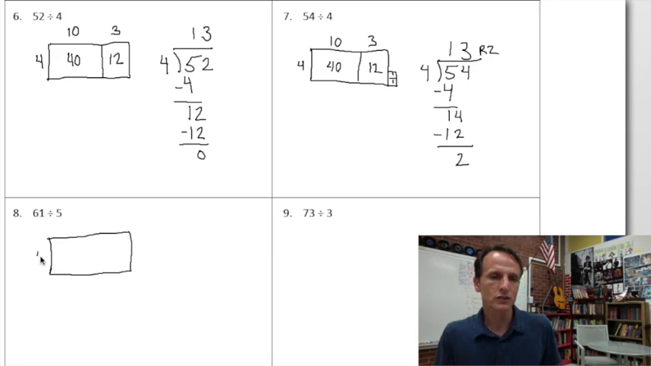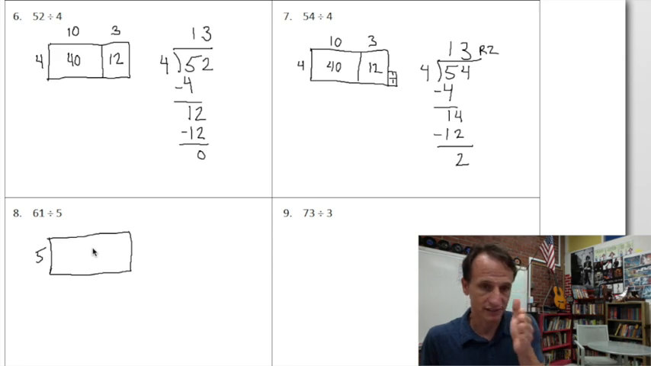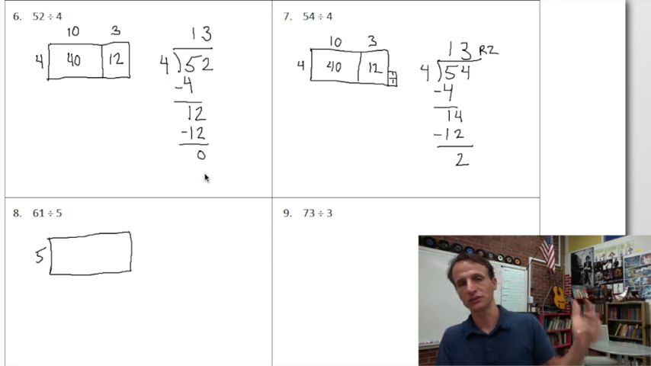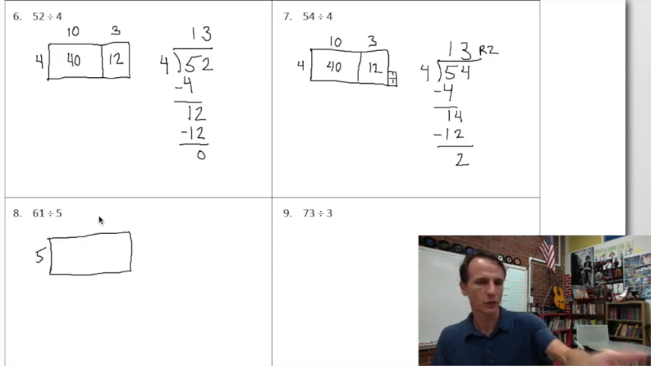All right, so we know our divisor is 5. How many tens of 5, as I like to say, in 61? We'll skip count by 50s: 50, 100, 150, 200, right? So we know we can only get to 50.